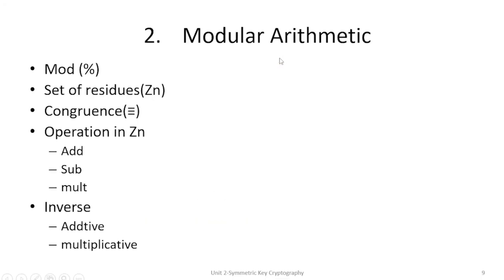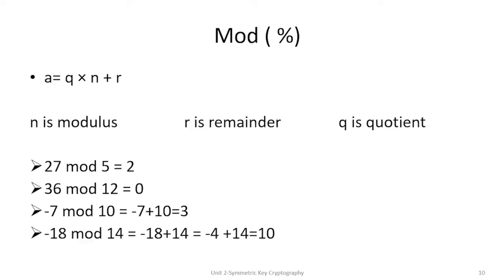Okay. Then the second topic is modular arithmetic operations. We can do several modulus arithmetic operations. Here I am giving 5 different techniques. One is the mod operator. The second one is finding the set of residues and equivalent values. The other name for equivalent value is congruence. And what are the operations performed in Zn? Addition, subtraction, and multiplication can be performed, and we can also implement additive and multiplicative inverse. So let us discuss one by one.